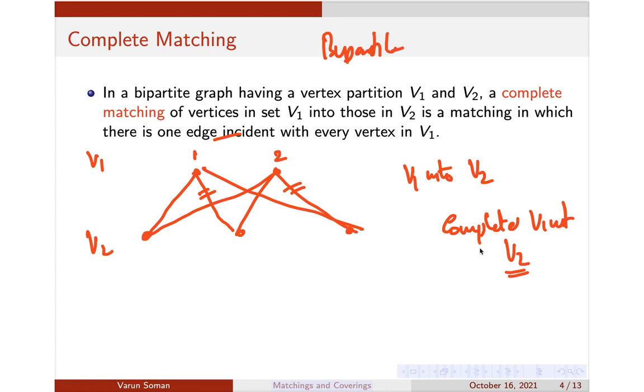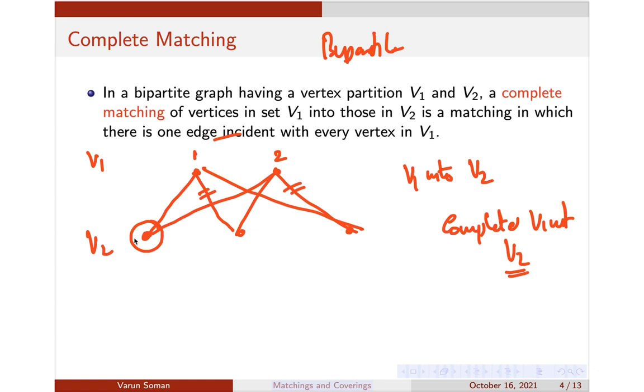So you have to be careful here because these edges need not be incident with every vertex of V2. We are not talking about complete matching of V2 into V1. We are talking about complete matching of V1 into V2. So every vertex should be adjacent to some edge in that matching. So every vertex in V1 should be adjacent to some edge in that matching. This applies only for V1, not for V2. So if you look at this graph, you can see that this vertex is not adjacent to any edges in the matching.